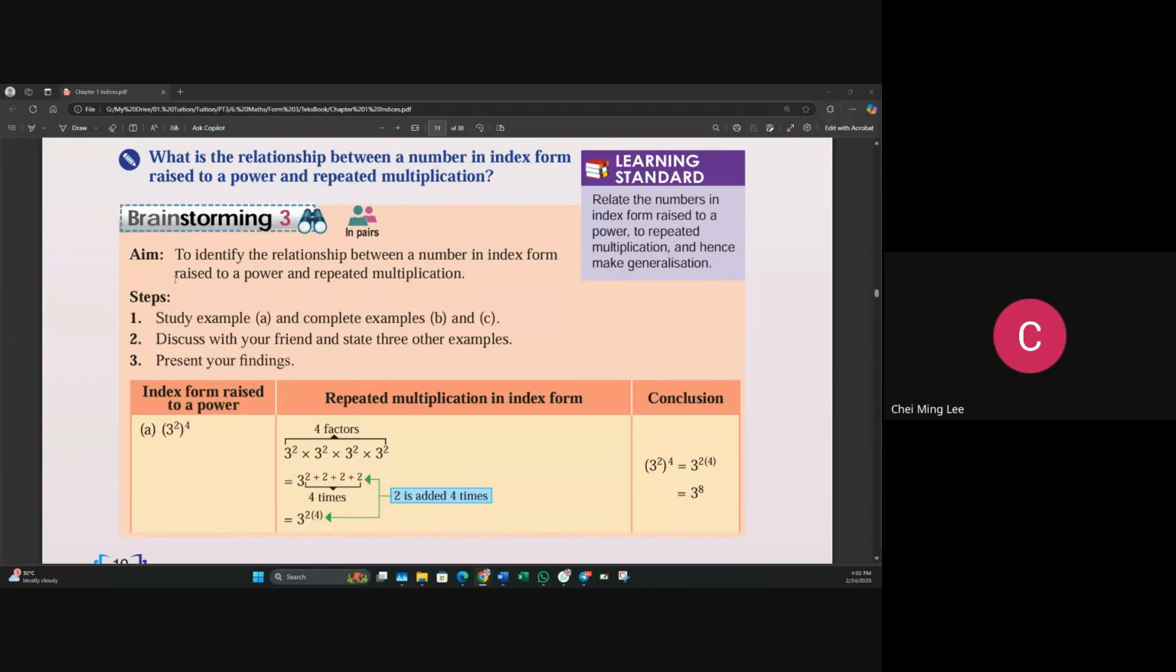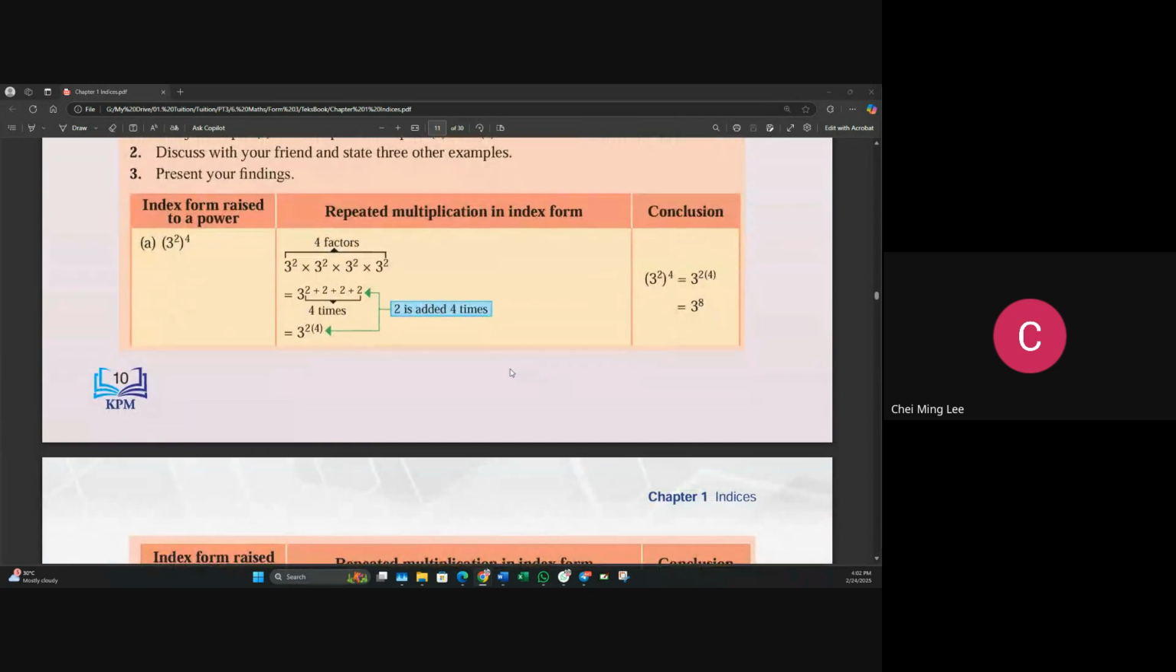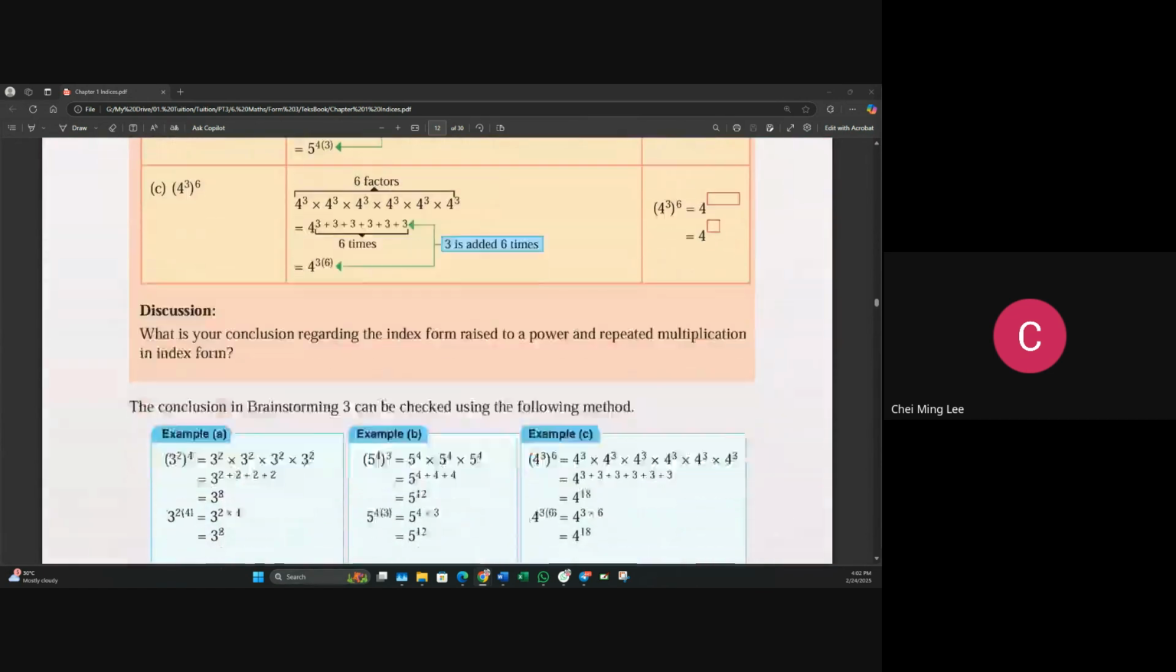The index. Now we are trying to check the relationship between the number in index form, raised to a power, and repeated multiplication. For example, last class we went through this.